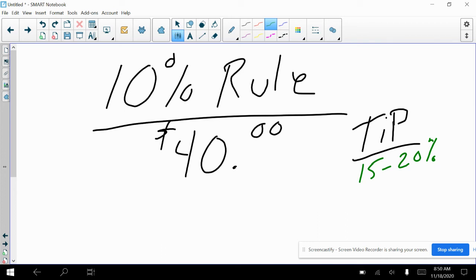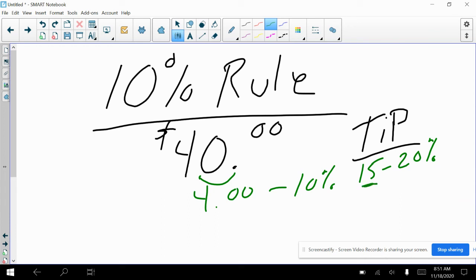Now, that being said, the 10% rule, to find 10% of a number, watch how easy this is. You move the decimal one place to the left. So, $4 is 10%. So you don't need a calculator. You physically look at the bill and you move it one place to the left. That's 10%.